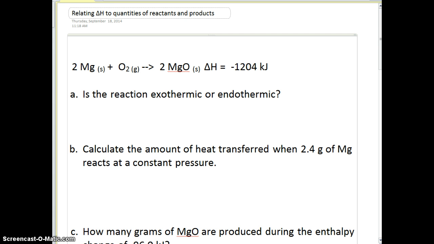So the homework tonight will not just be a lecture. You'll actually have some problems out of the white book to take care of as well. So let's take a look at this problem here.